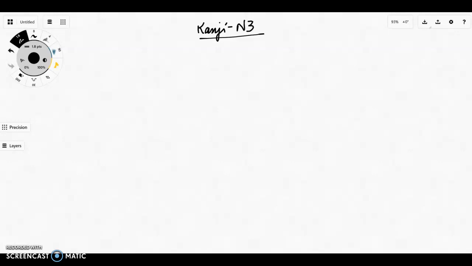Kanji is so interesting, isn't it? The more you study, the more you want to study. Because aren't you curious to know how the kanjis are written? I think it's really interesting.